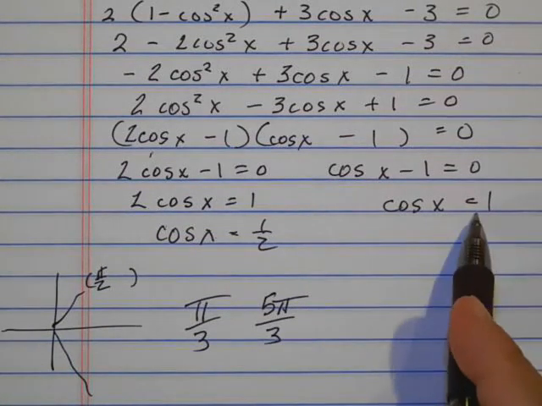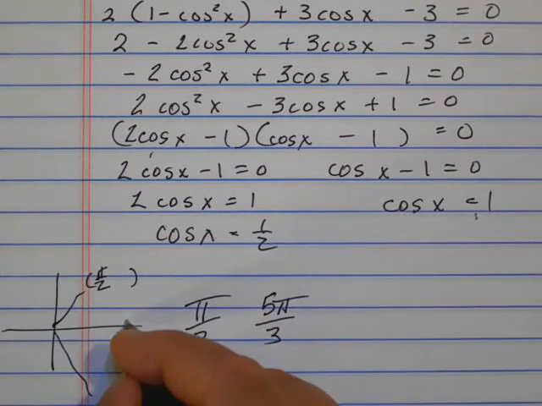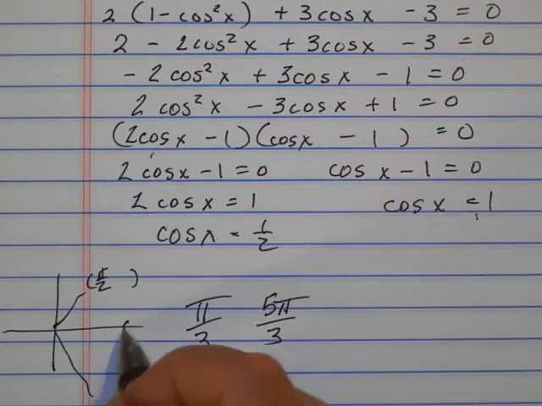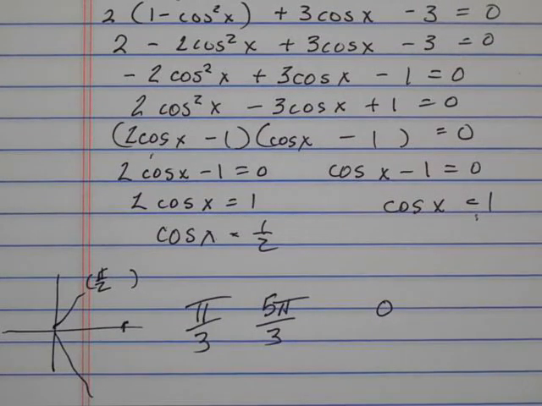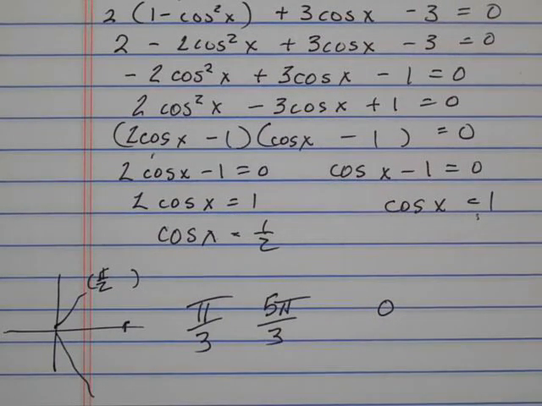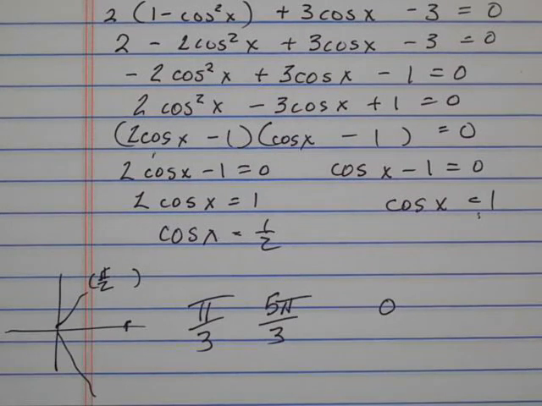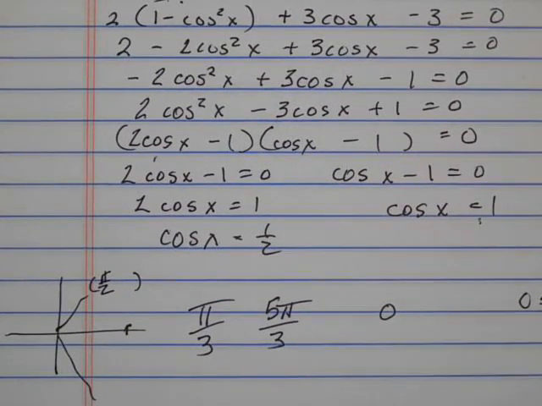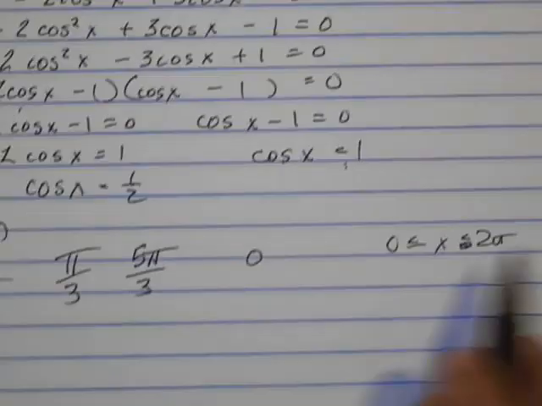Also, the place where cosine is 1 is right here at 0. That place could also be 2 pi, but a lot of times they'll say make it 0 to 2 pi without including 2 pi. So I would take 0 or 2 pi for an answer there.